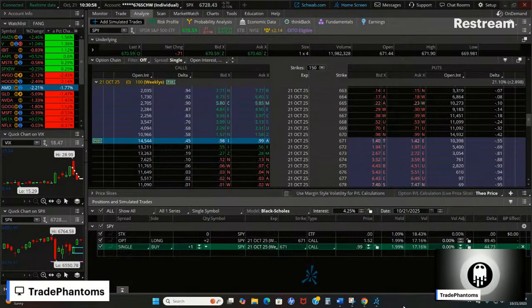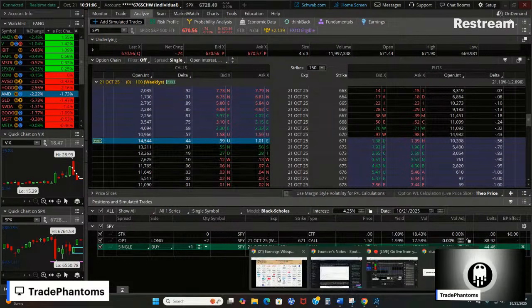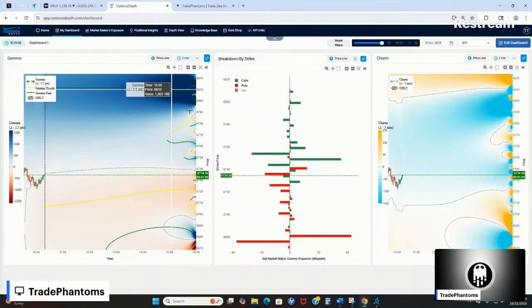That said, I'm going to hang out. A little bit of a choppy session. Be careful, don't be so reactive. You can see the S&P just kind of hanging around. Negative GEX below us, team, I will say. I'll give you one last look at options depth there.